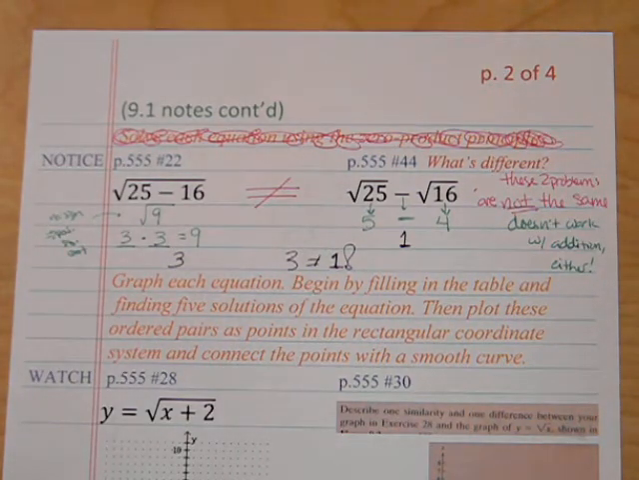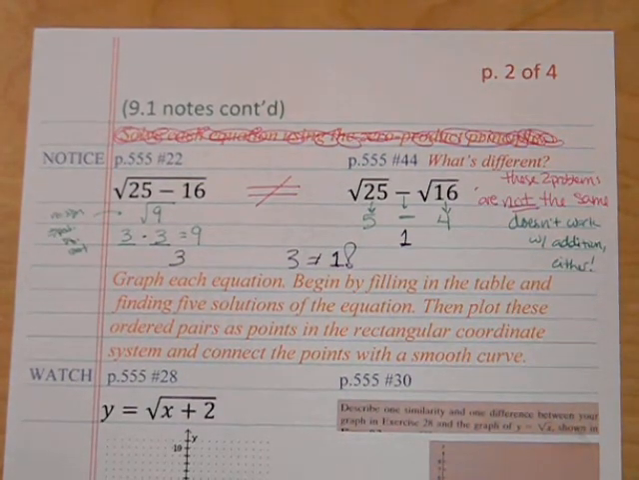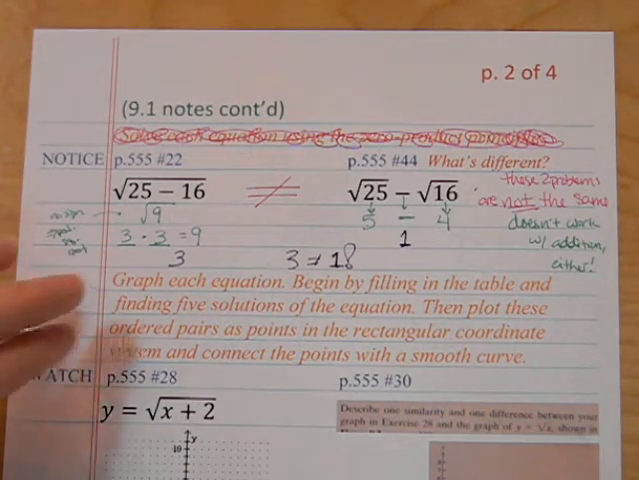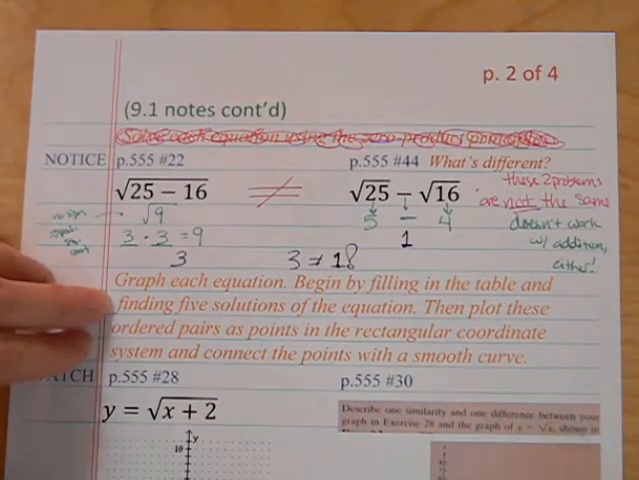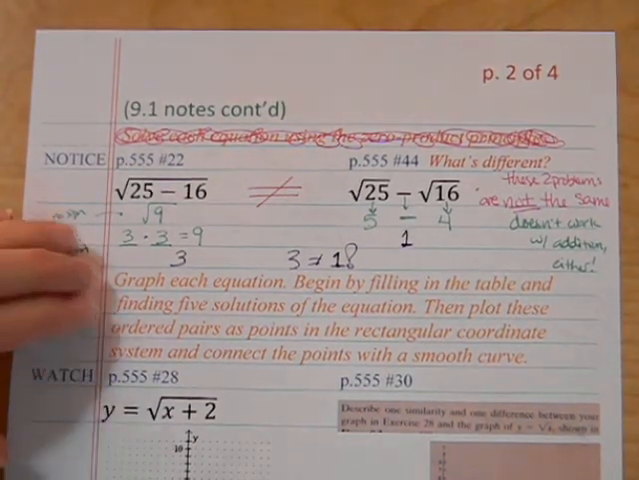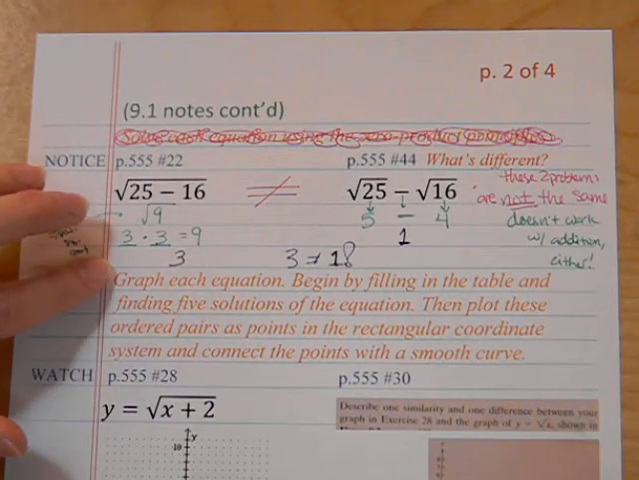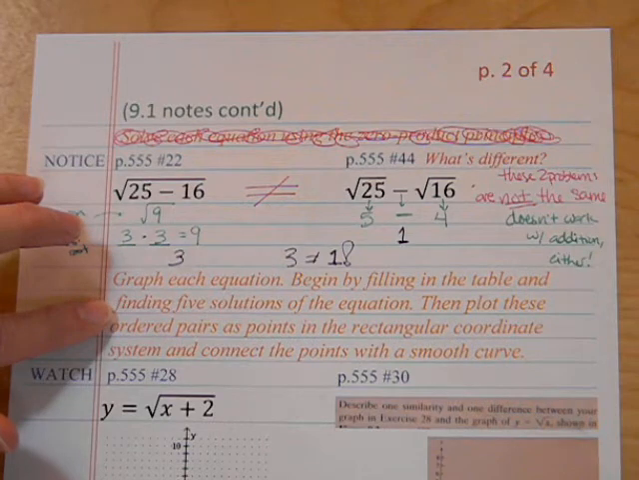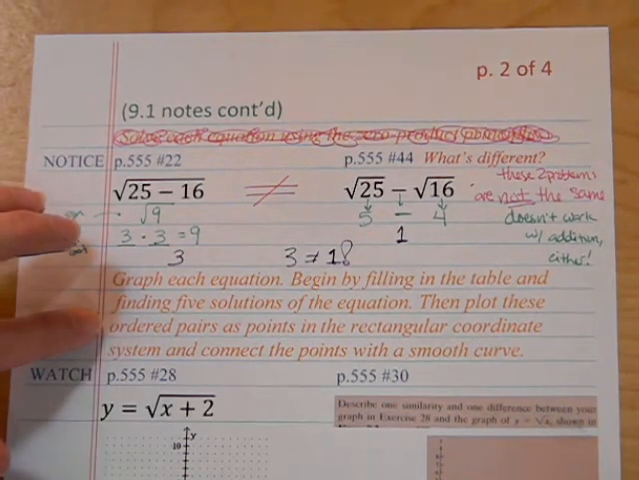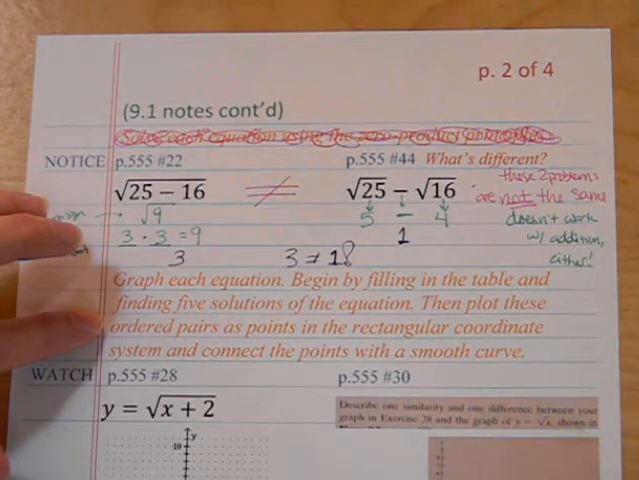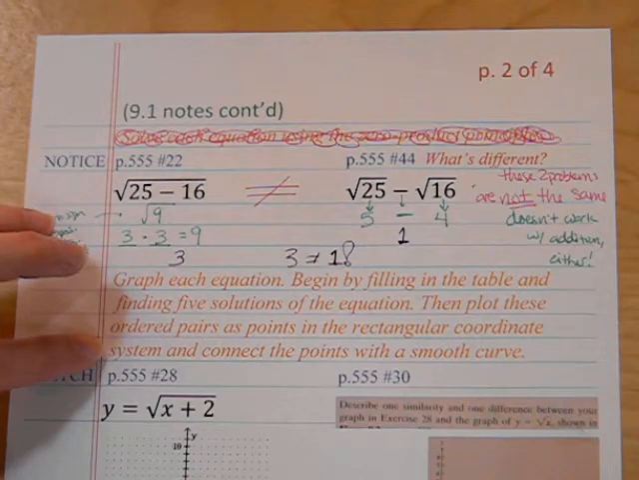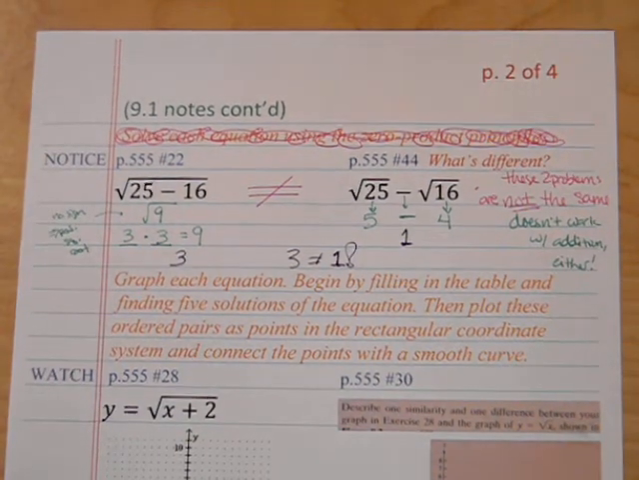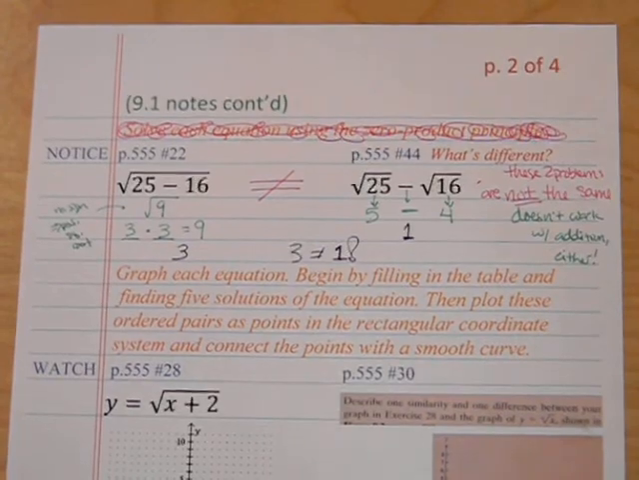And now we'll move on to the bottom of the page before I run out of space here. I will go ahead and read these instructions because I don't think the camera will be able to catch it. In the bottom of the page, what we're going to be doing is graph each equation. Begin by filling in the table and finding 5 solutions of the equation. Then plot these ordered pairs as points in the rectangular coordinate system and connect the points with a smooth curve. So we'll look at what that means as we move to the bottom of the page.